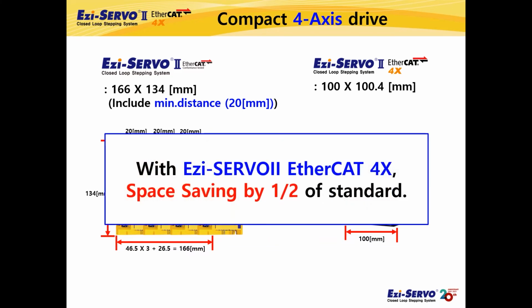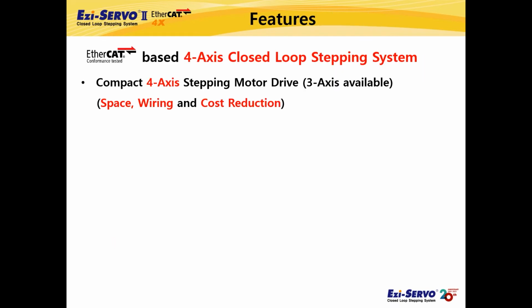Also, in the case of 4 standard type drives, they require 1 EtherCAT cable for the connection to the EtherCAT master, and 3 EtherCAT cables for the daisy chain connection between the drives, so total 4 EtherCAT cables are required, but you only need 1 EtherCAT cable if you use Ezi-SERVO II EtherCAT 4X. And the power cables are also reduced from 4 cables to a control power cable and a motor power cable, which means less and simpler wiring and cost reduction. Space saving and less wiring can reduce cost. Actual examples will be explained later.